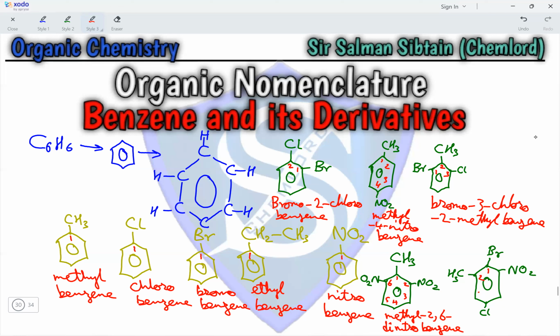So 1, 2, 3, 4, 5, and 6. And the name would be written in alphabetical preference. So we begin with bromo. Then we have 4-chloro. Then we've got 2-methyl. Then we've got 6-nitro. This completes all the four substitute groups present on the benzene molecule, and the name of the parent compound comes in the end, benzene.